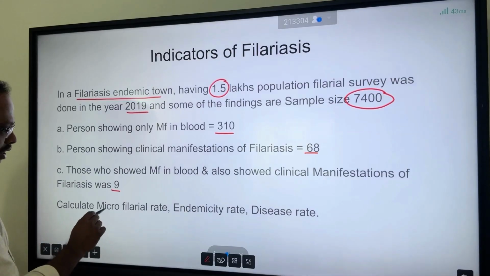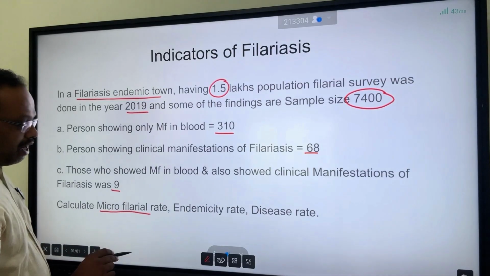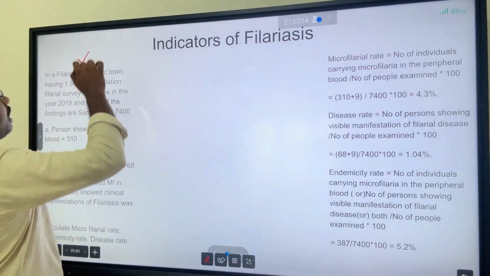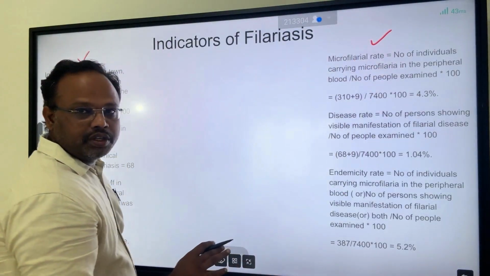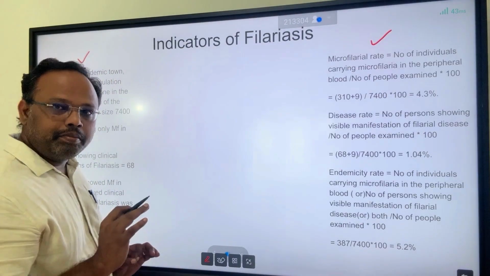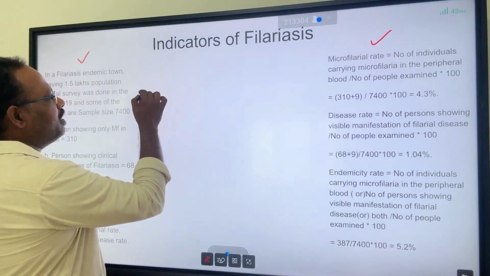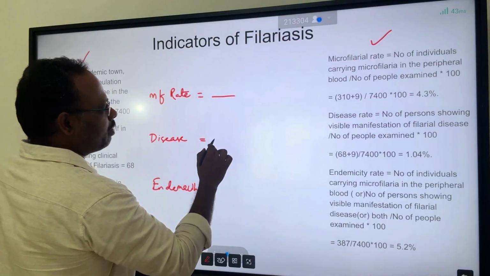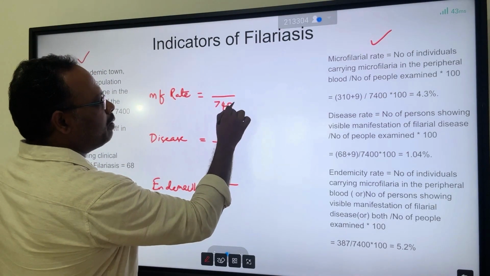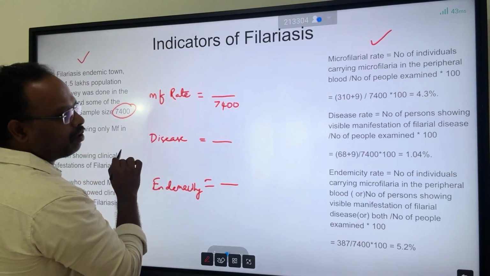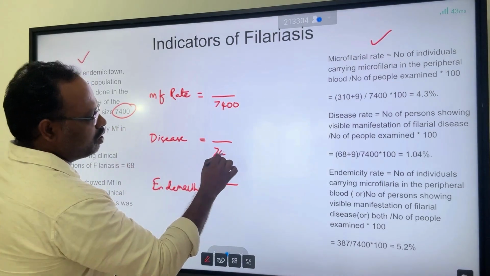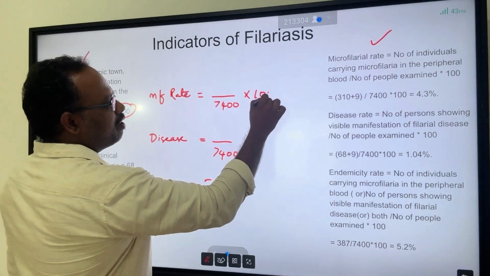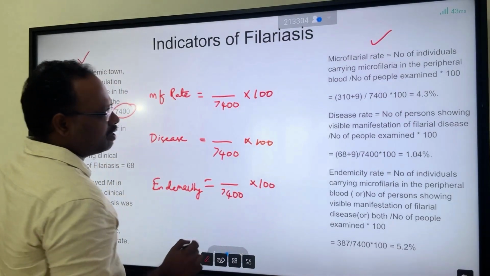Now we are asked to calculate the three common indicators of filaria, that is microfilarial rate, endemicity rate, and disease rate. We have kept the question here, and the answer key is here. If you want, you can check at the end. So we have three important indicators of filaria. We all know the denominator for all the parameters is the number of blood examined. The total number of blood examined is given as 7,400, so all the indicators will have the denominator as 7,400. The multiplication factor will be 100 for all. So we place this 100 here.